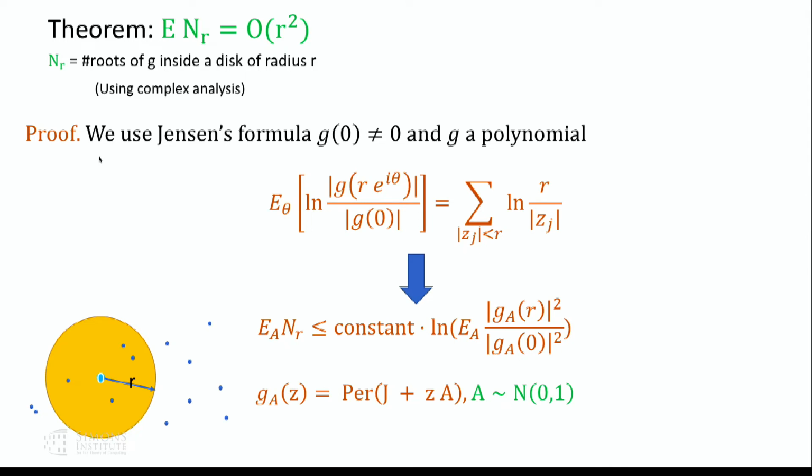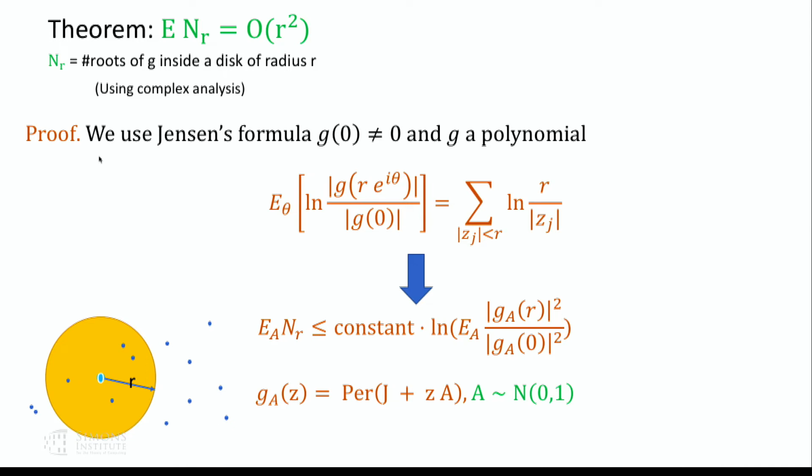Consider, let's say you have a polynomial that is not zero at the origin. If I integrate the log of the absolute value of g at the points r e to the power i theta on this circle, divided by g at point 0, then this integration is equal to the sum over all the roots inside this disk, so that this bound depends only on the roots that are inside this disk, of log of r divided by the modulus of the root.